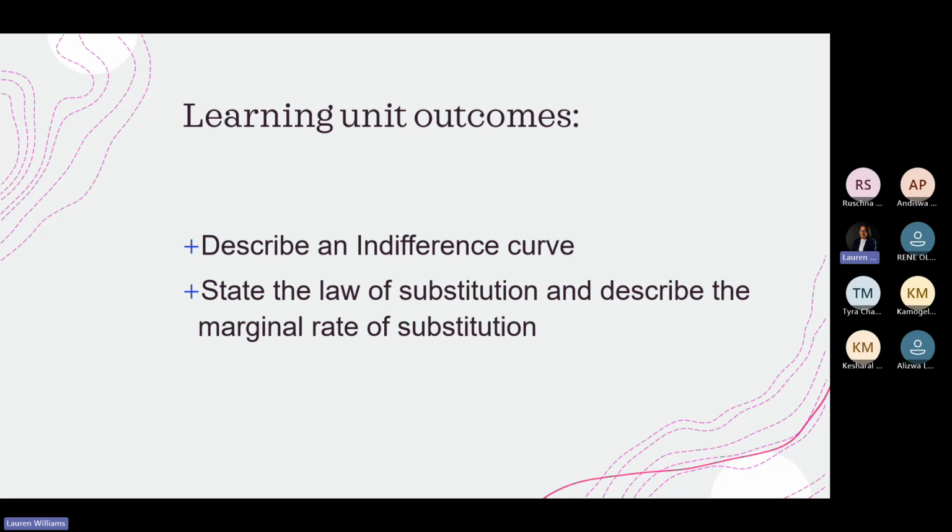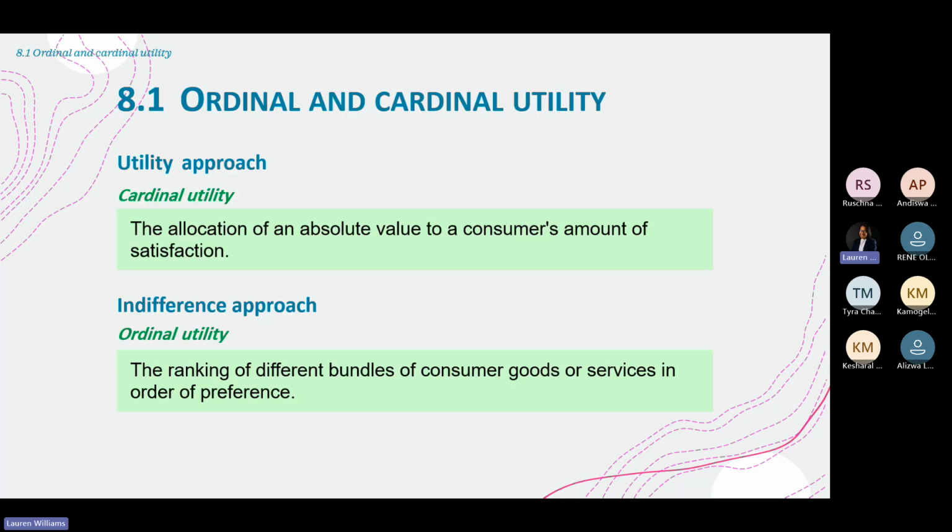So we have an indifference curve, and then we state the law of substitution, or the law of the marginal rate of substitution. And what's nice about economics is if you break the concept down, it explains what it actually means. It's not a foreign concept you need to study; it actually makes sense. So just a brief recap again.